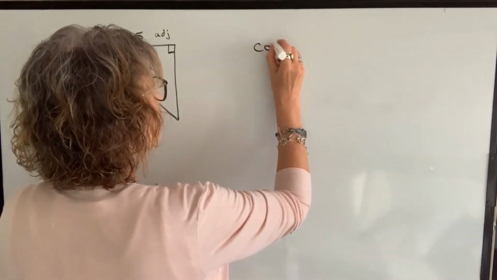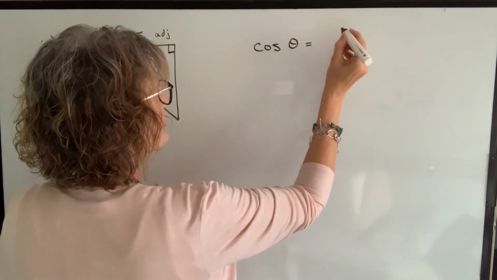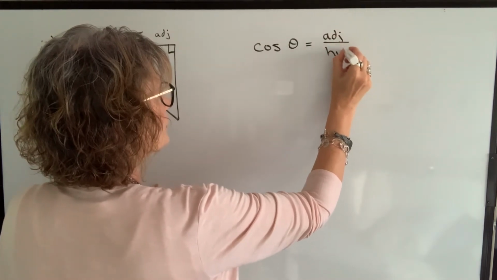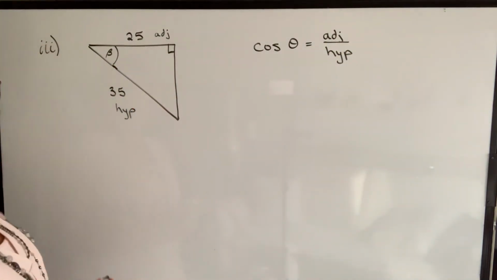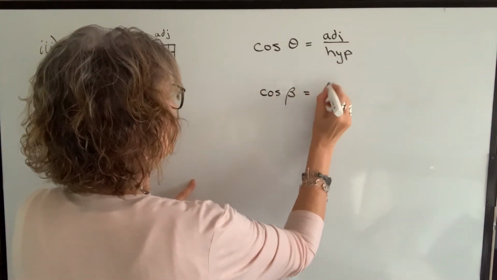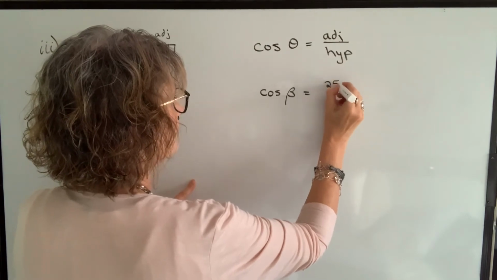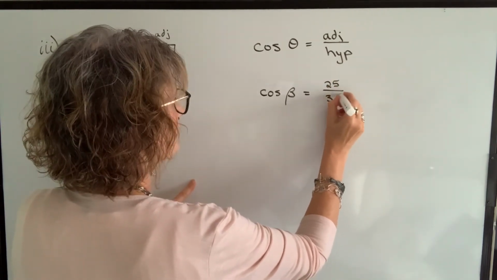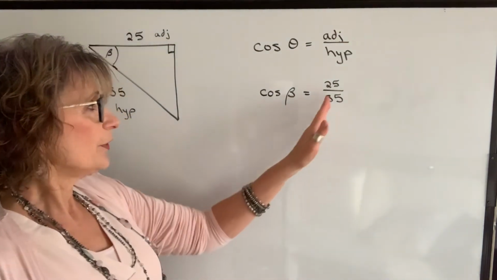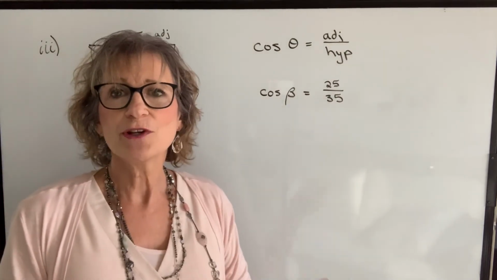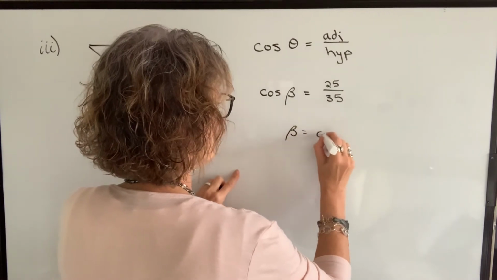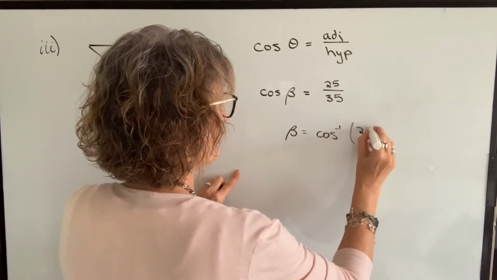So define your function. The cosine of an angle is defined as the ratio of the side adjacent to the angle divided by the hypotenuse. So in this case, we don't know the angle. We know the adjacent side is 25. The hypotenuse is 35. So this is a situation where we're going to have to use our inverse trig function. We know the ratio and we're trying to find the angle. We talked about that in the last video. To find beta, we're going to find the inverse cos of this ratio.